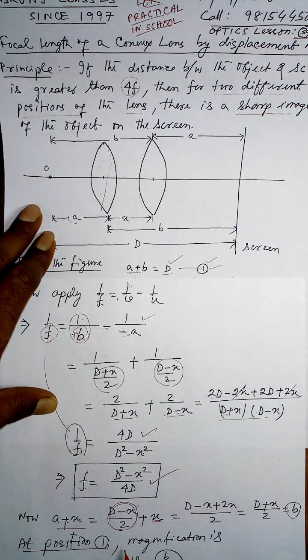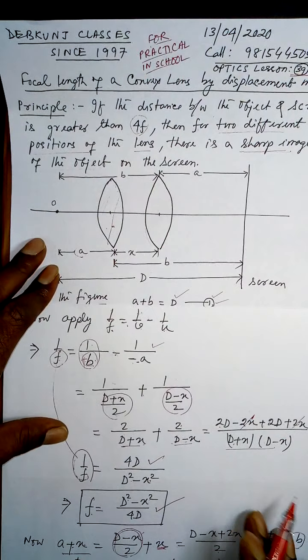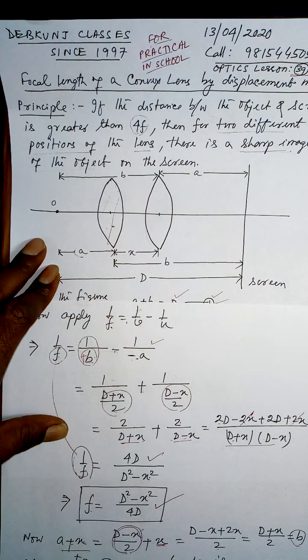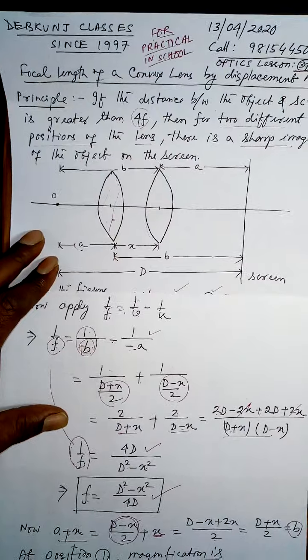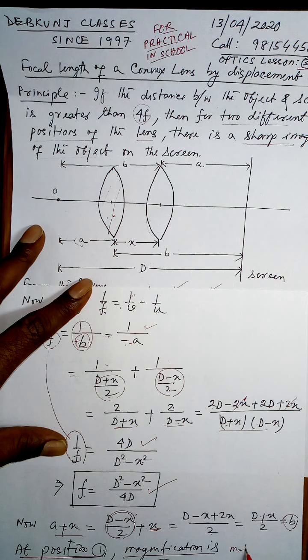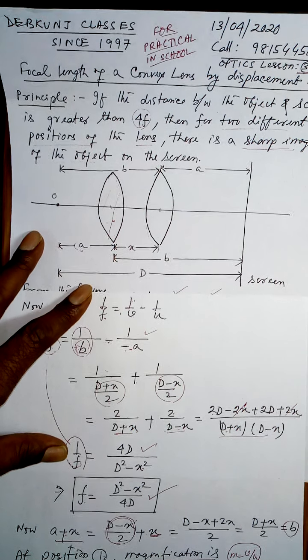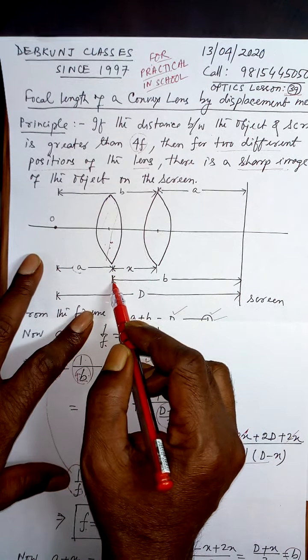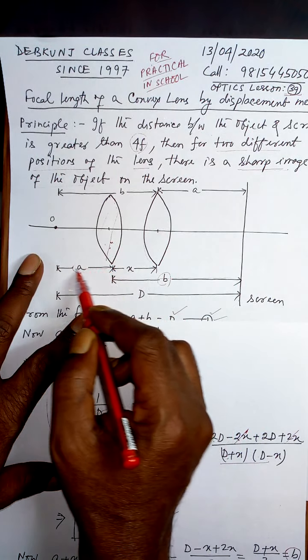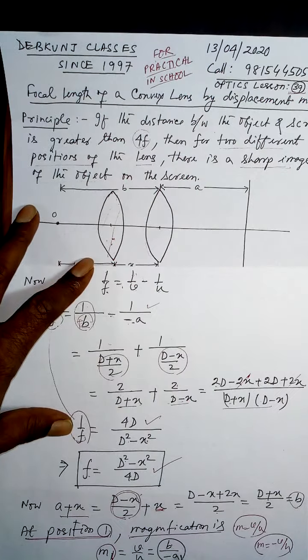Now at position 1, the calculation for magnification. At position 1, when the lens is here, the magnification, let the symbol be m1. Magnification for a lens, we know, is just v by u. For a mirror, magnification was minus v by u; that was for a mirror, this is for a lens. So magnification m1 is equal to v over u, that is b over minus a. For position 1, v is b, and a is to this side, therefore negative a.